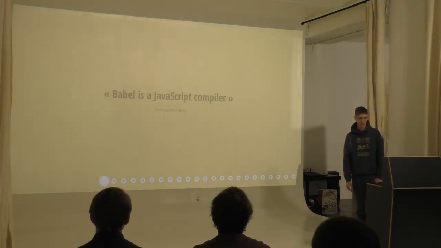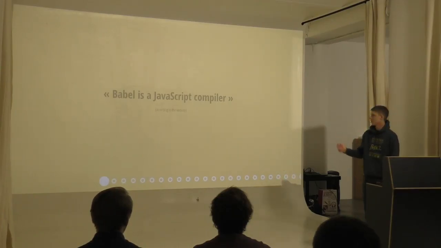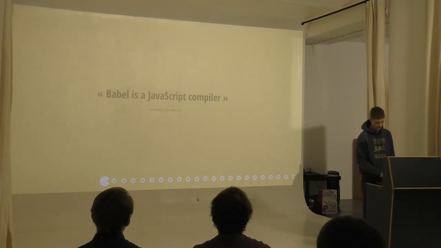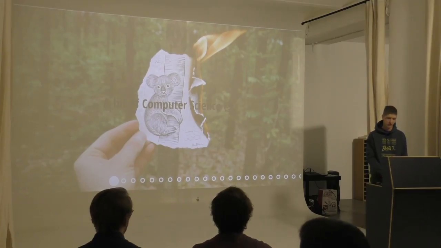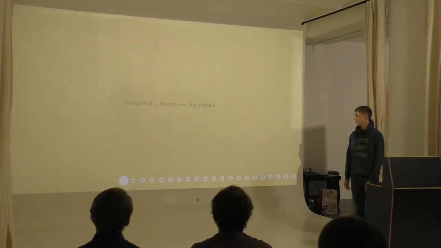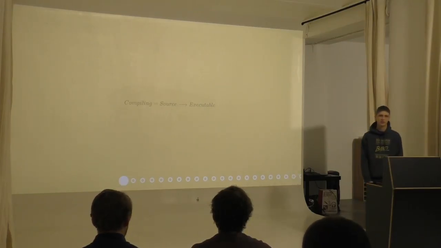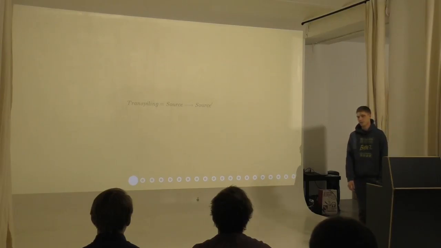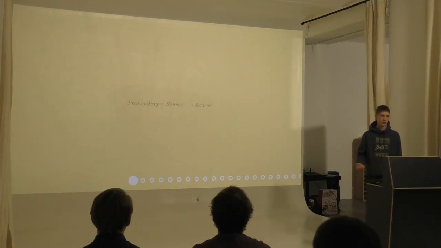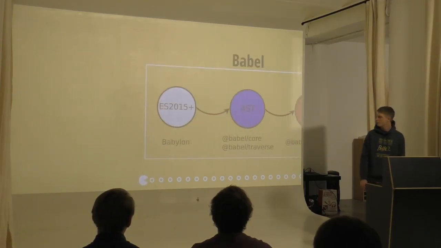So now the cool stuff. If you go on the website, it's written that Babel is a JavaScript compiler. So it's actually not correct. I mean, it is correct, but it's not accurate. In terms of computer science, compiling is the process of taking your source code and compiling it into an executable binary. Usually, you use machine code and so on. And so the real term is transpiling. So it's taking your source, doing some magic in between, and then outputting another source. So it's a source-to-source compiler. It's a transpiler. Cool.